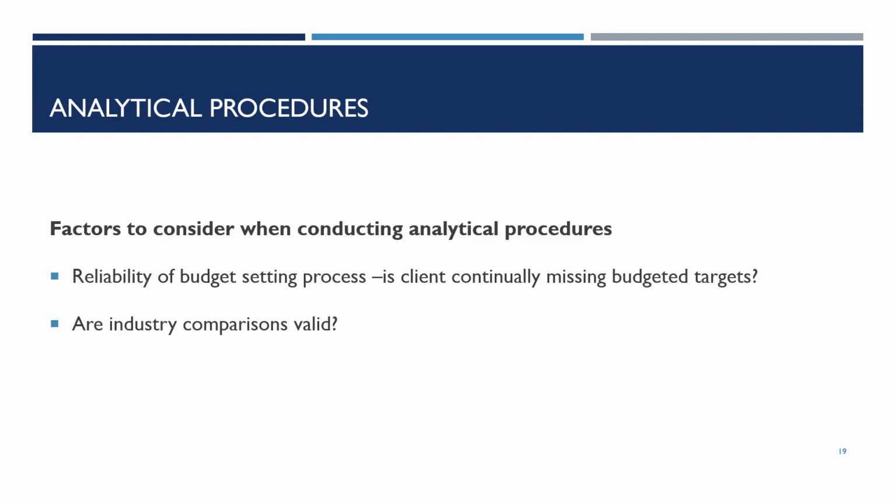The auditor also considers the reliability of the budget before comparing actual financial results to budgeted results. This is normally done by comparing budgets to actual results for prior years. If the client continually overestimates earnings, an auditor can take this into account when comparing actual and budgeted results for the current period. Next is comparison with industry data.